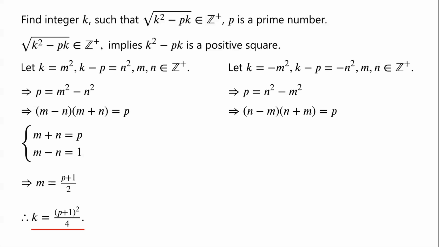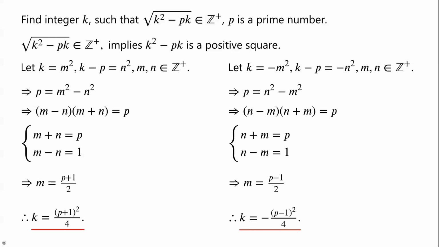As p is a prime number, and n plus m is greater than n minus m, we have n plus m equals p, and n minus m equals 1. Subtract the second equation from the first equation, we have 2m equals p minus 1. So m equals (p minus 1) over 2. As k equals negative m squared, so k equals negative (p minus 1) all squared over 4.